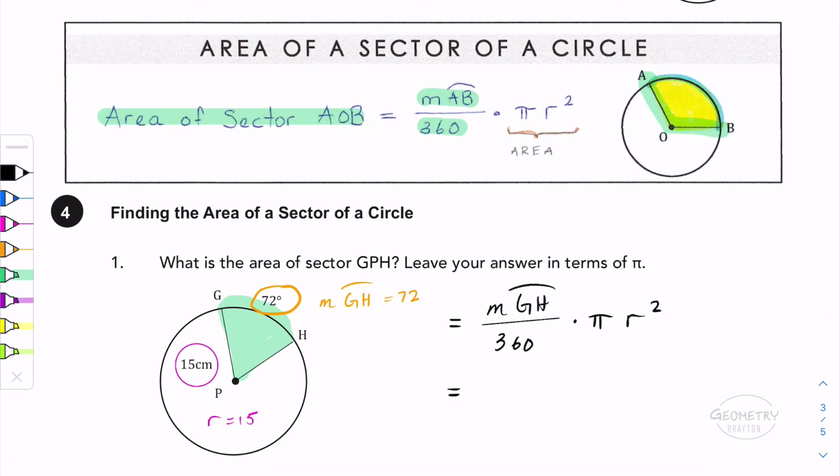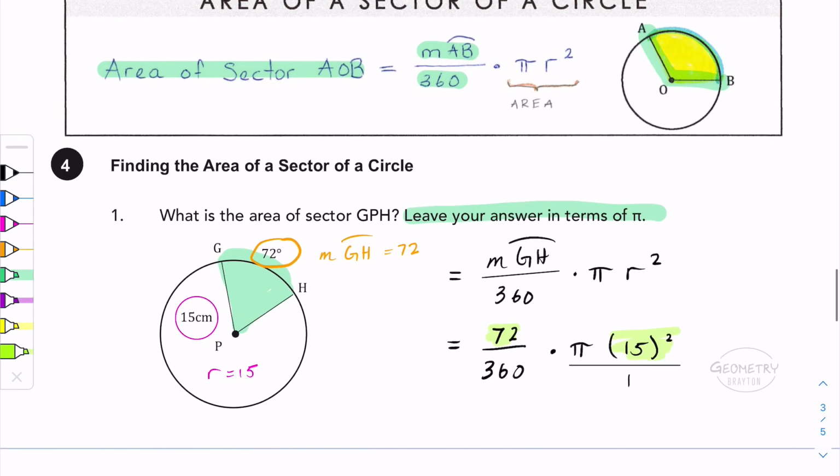When I substitute my values into this equation, I substitute 72 for the measure of the arc, divided by 360 times pi times the radius of 15 squared. Now we are leaving our answer in terms of pi because that's what the directions tell us. So we're going to do the same thing that we did on the last example set. We're going to imagine that this is over 1. And in the numerator, we're going to multiply just our whole numbers together. So we're going to multiply 72 times 15 squared, which gives us 16,200 divided by 360 times pi.